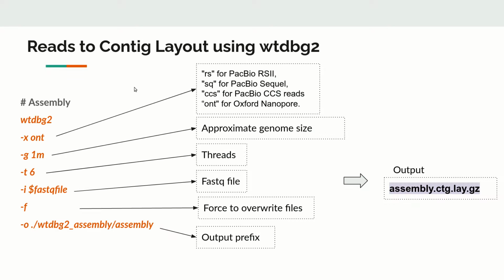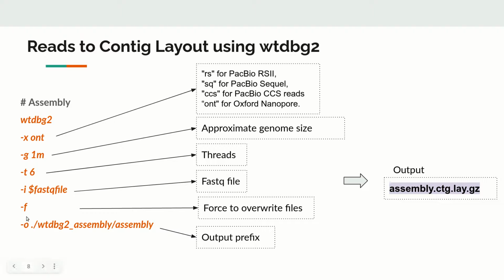So the first command, to generate the contig layout from reads, is this: WTDBG2 -x ont. These are the different presets. If we have PacBio RS2 data, we can give rs, sq for Sequel, ccs for CCS reads, and ont for Oxford Nanopore reads. In the demo example, we have ONT platform reads, so we will be using ont. Then we have to give the approximate genome size, let's say 1 million here, the number of threads, here 6, and we have to give the input FASTQ file.